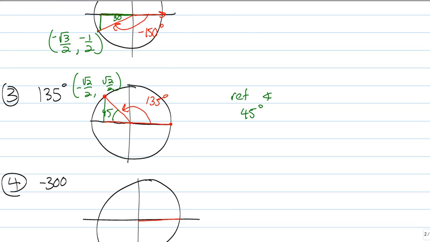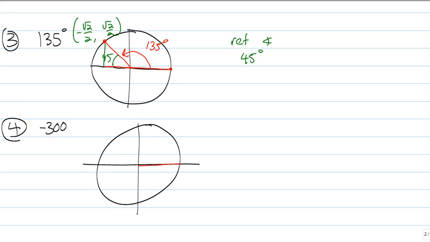Okay? We're on our last one, negative 300. Again, negative means we're going around clockwise. You could pretty much figure out how much more I need to go for a full circle. I need another 60. So that means that the reference angle is going to be 60. So this is negative 300. In order to get a full circle, I need another 60. So that means my reference is 60.